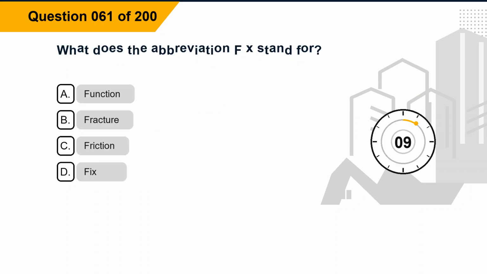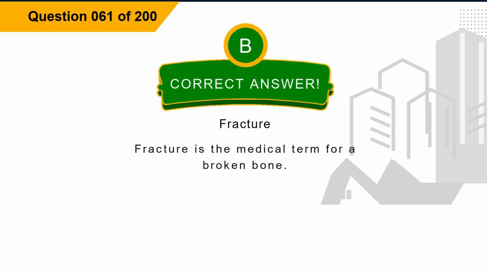Question 61. What does the abbreviation FX stand for? Option A, function. Option B, fracture. Option C, friction. Option D, fix. The correct answer is option B, fracture. Explanation. Fracture is the medical term for a broken bone.